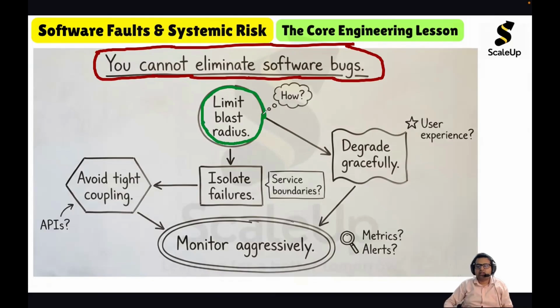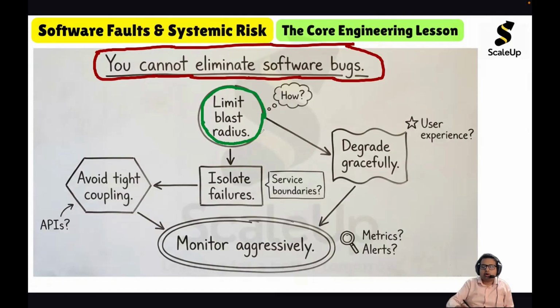Database sharding. It means we have to split data across multiple databases, so that a corruption bug or a query of death only takes down a portion of your data, not the entire data. So database sharding is very important. In this way, we can limit the blast radius.